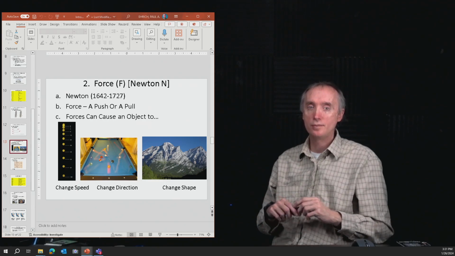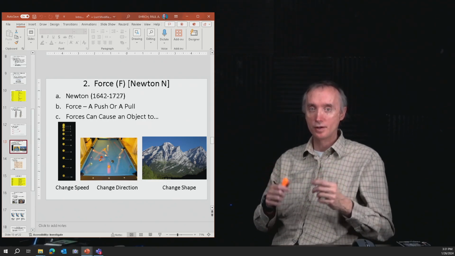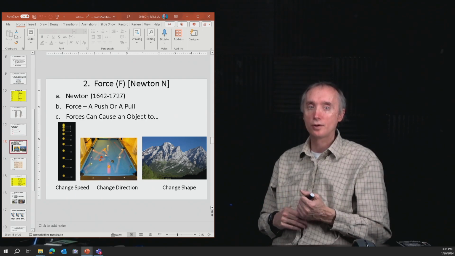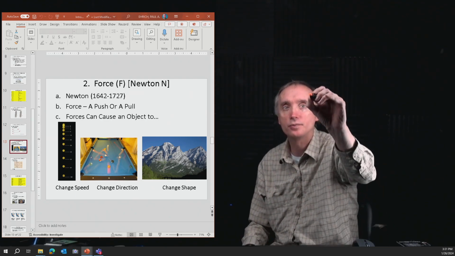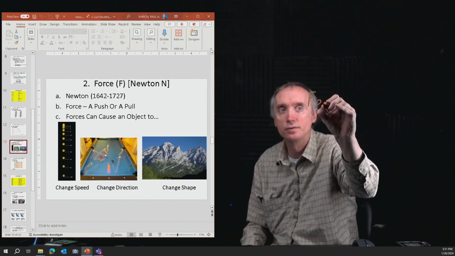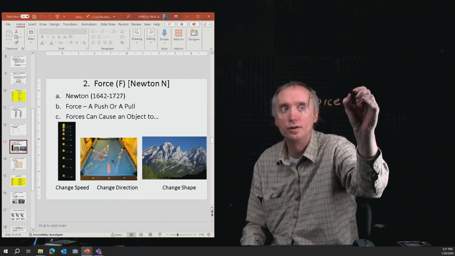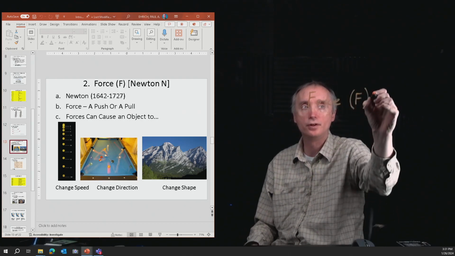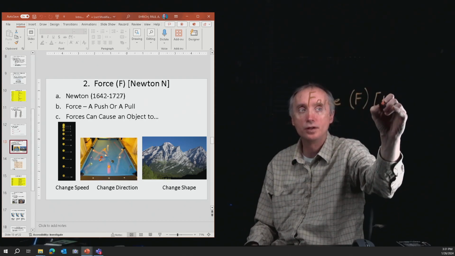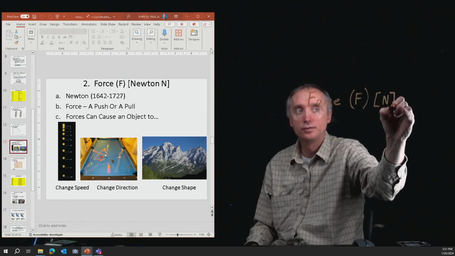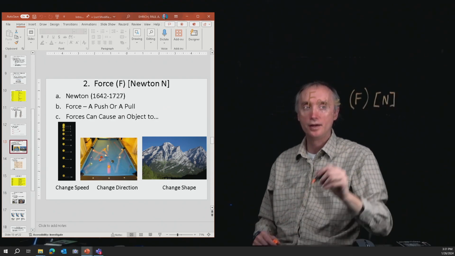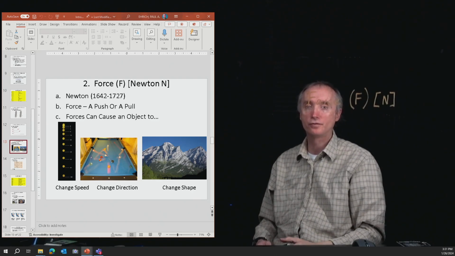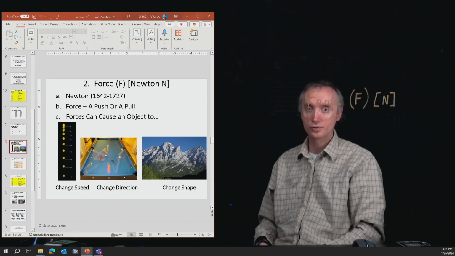And the person who came up with this idea was a guy by the name of Sir Isaac Newton. And we're going to abbreviate the concept of force with the letter F. And then the official metric unit for force is going to be called the Newton, named after Sir Isaac Newton, and it's a capitalized N. So that's the official metric unit for any kind of force.